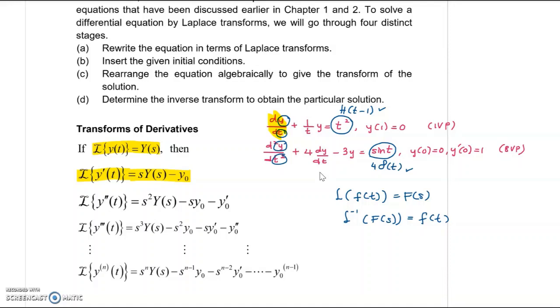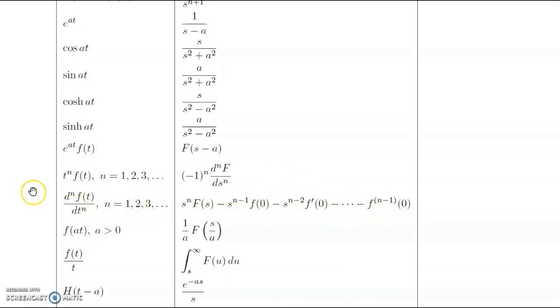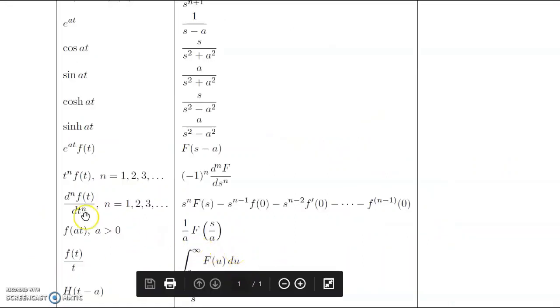For the second derivative, the Laplace of y double prime equals s squared Y(s) minus s y(0) minus y prime(0). So you need to remember these three formulas. In the table of Laplace, it is actually given here. This one corresponds to the general one here. It's just that in the table of Laplace, the notation is slightly different.